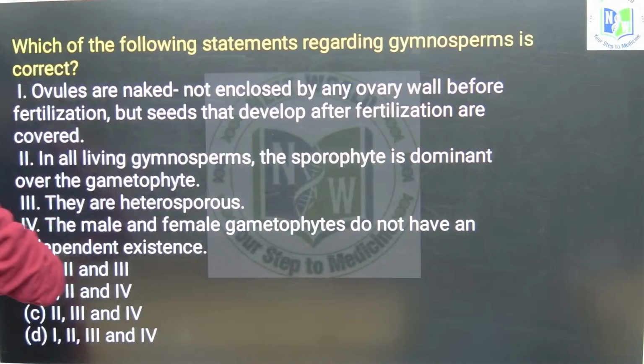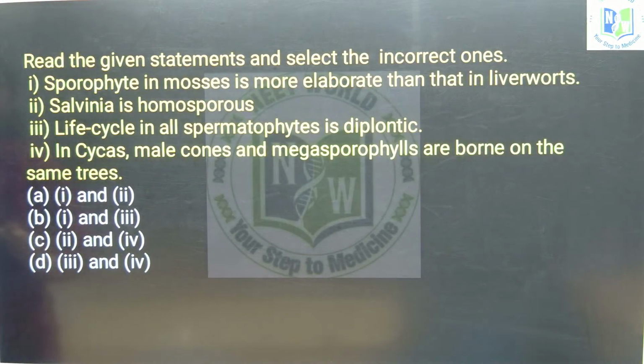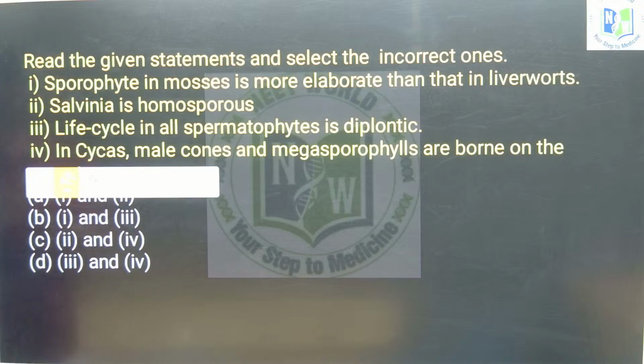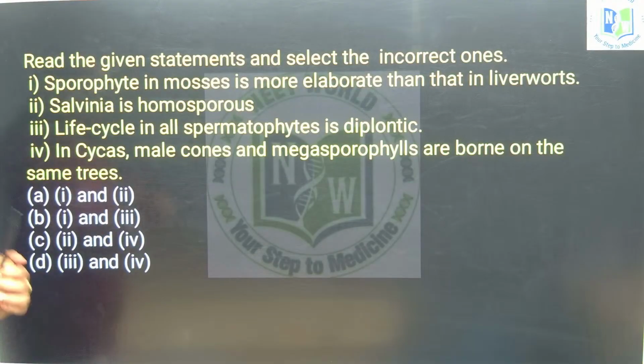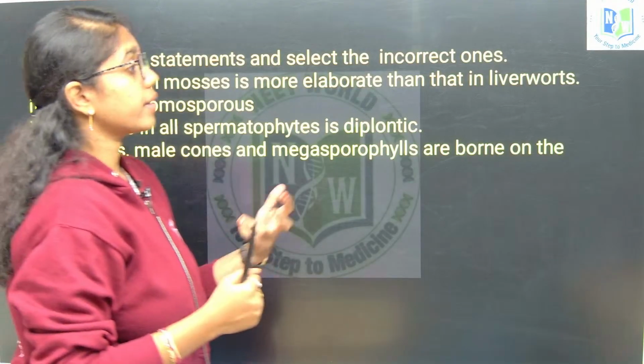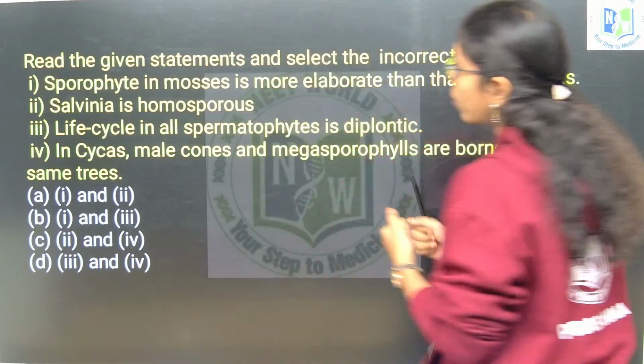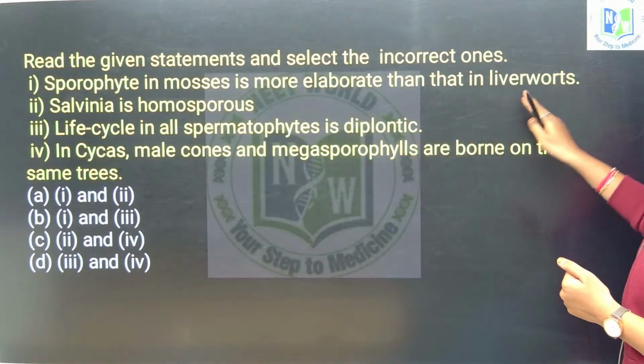Next question. Yeah. Read the given statements and select the incorrect ones. We have to select the incorrect statements. First, sporophyte in mosses is more elaborate than that in liverworts. Okay, sporophyte in mosses is more elaborate than in liverworts.